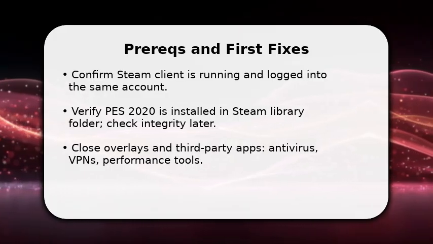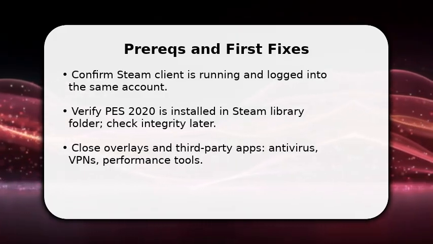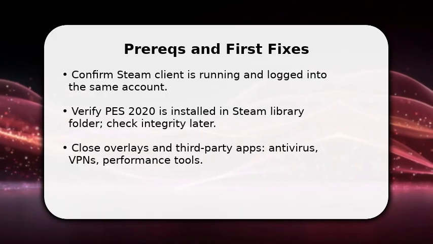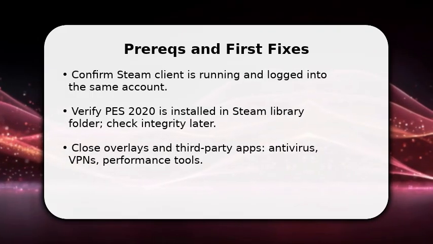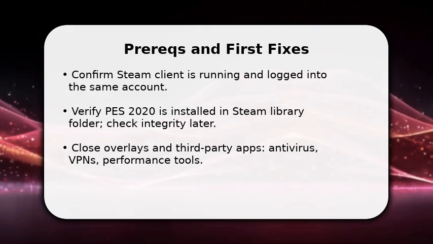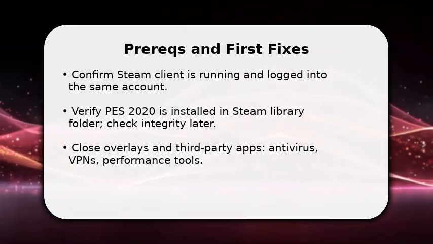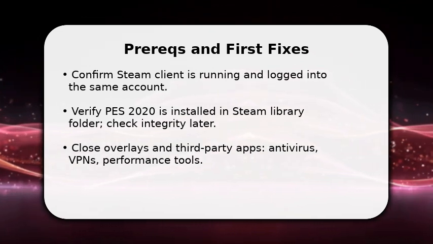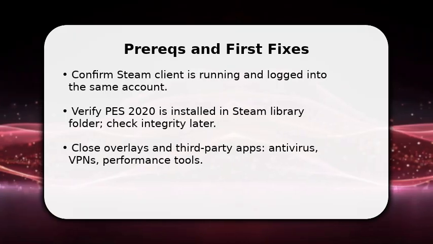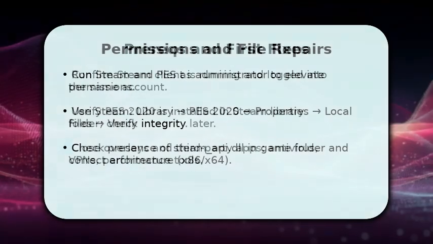Next, quit overlays and third-party utilities like custom overlays, VPN, or aggressive antivirus, since they commonly block Steam API handshakes. Make sure the game files are in the Steam library folder, so Steam can manage and authenticate them correctly before deeper fixes. You now address file and permission issues that break initialization.